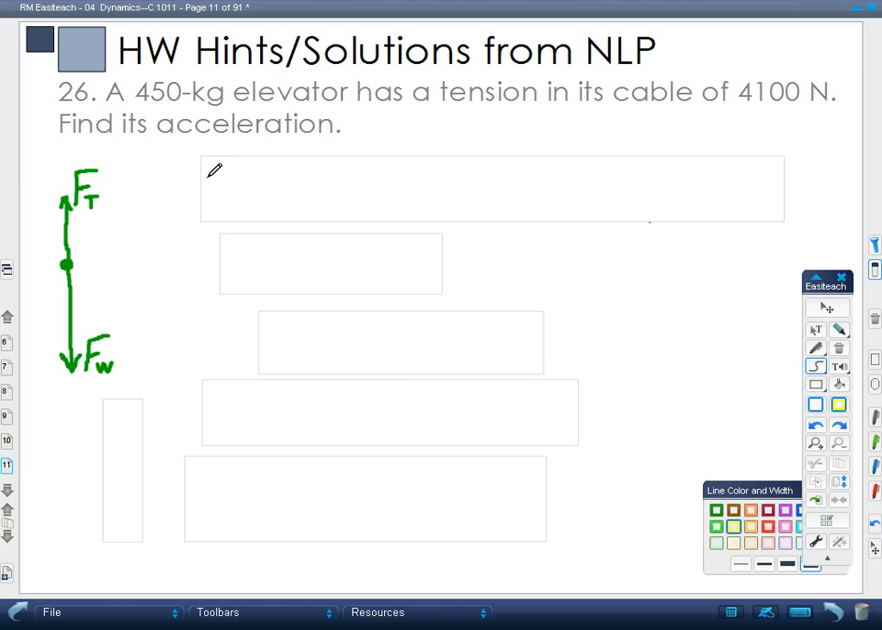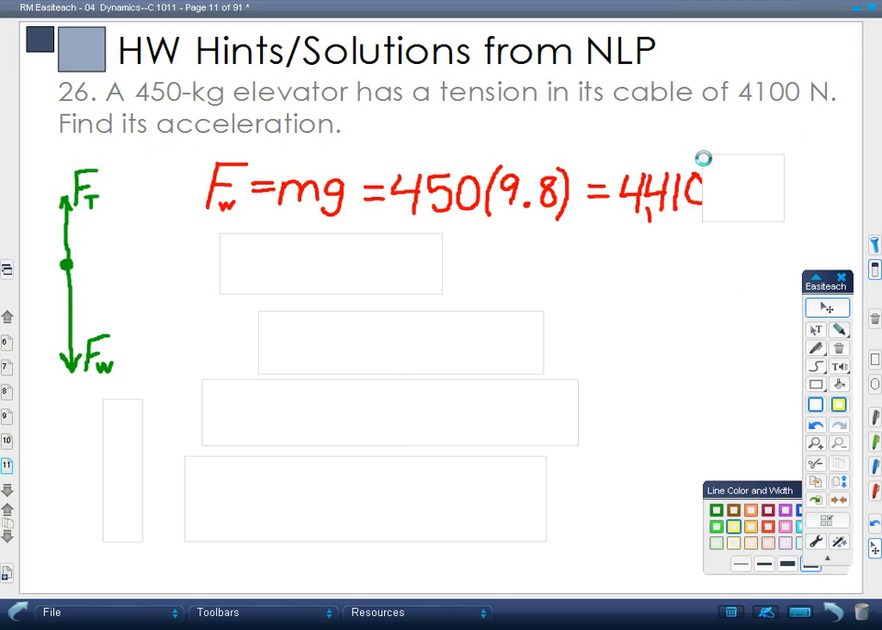These are not equal because it's accelerating. But the question is, which one's greater? That's the key question. I had to do a quick calculation to figure out which one was greater. I know that the tension is 4,100 newtons, but I didn't know the weight.